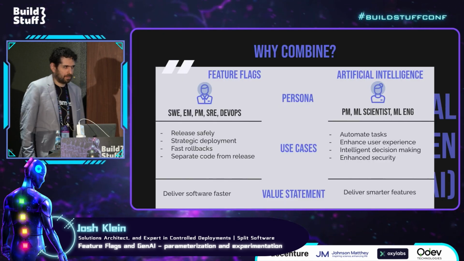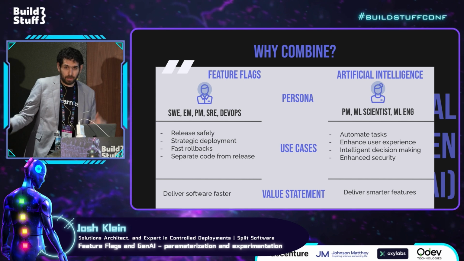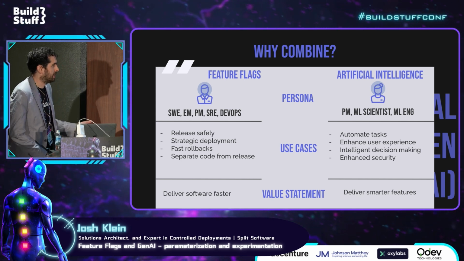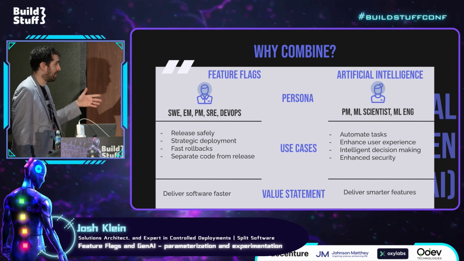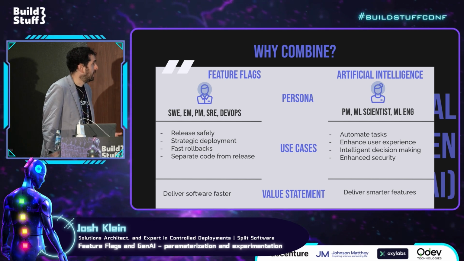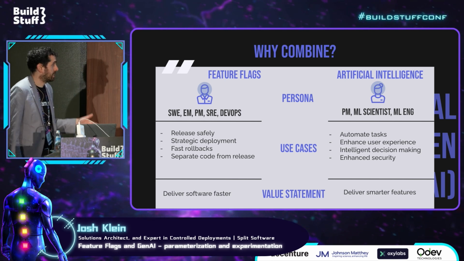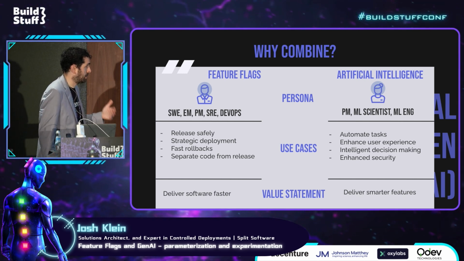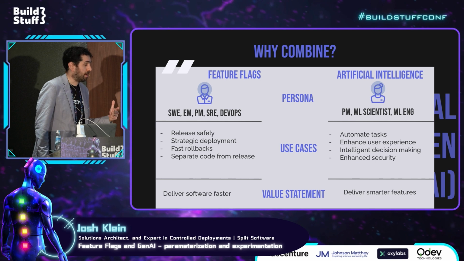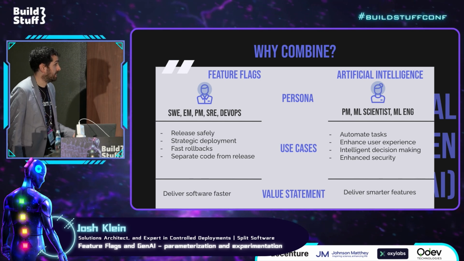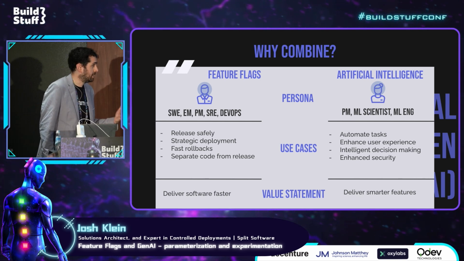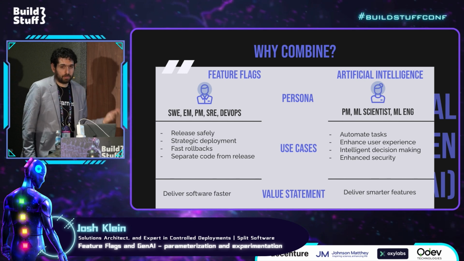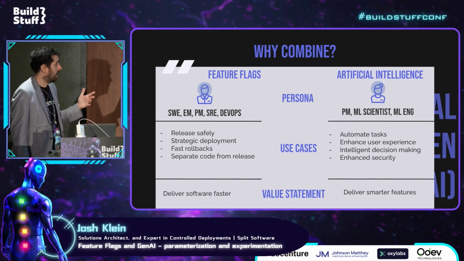Okay, so you know about AI now. You know about feature flags and their importance too. Why would you want to combine them, or what is kind of the battle card for each, right? In feature flags, the persona is the software engineer, engineering manager, product manager, SRE, DevOps. Primarily, feature flags allow you to release safely, deploy strategically. You have fast rollbacks if something goes wrong, and ultimately separating code from release, right? So this is an important use case for feature flags.